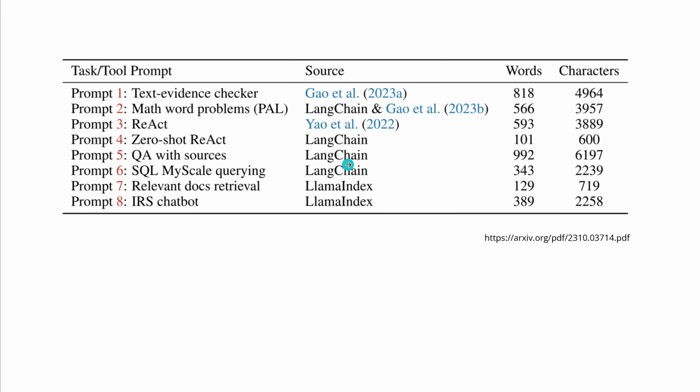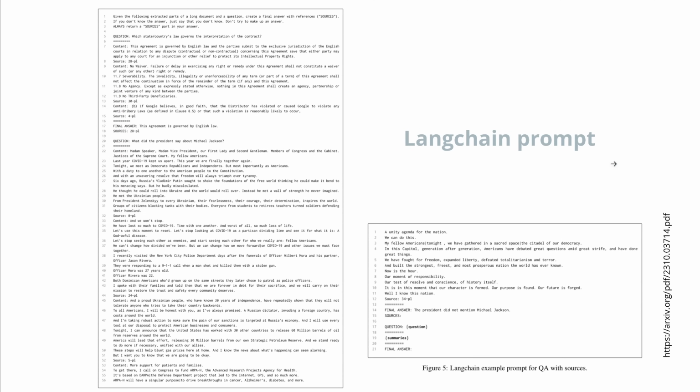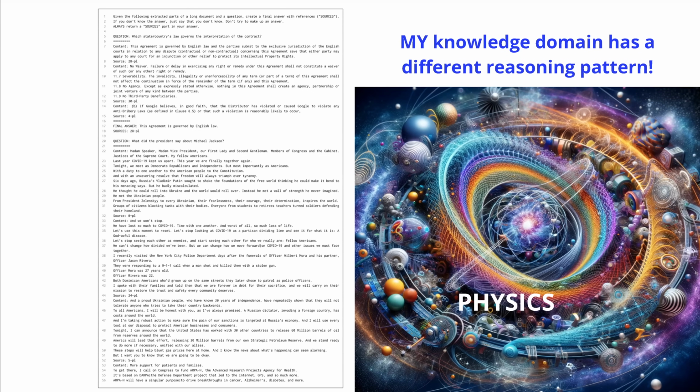But look at this from LangChain. We have a prompt for the question and answer with sources. We have here close to 1,000 words hard-coded in the template, and we have 6,200 characters. You want to see this? Here you have your LangChain prompt template, and this is something that we want to optimize. My goodness, but you know why?